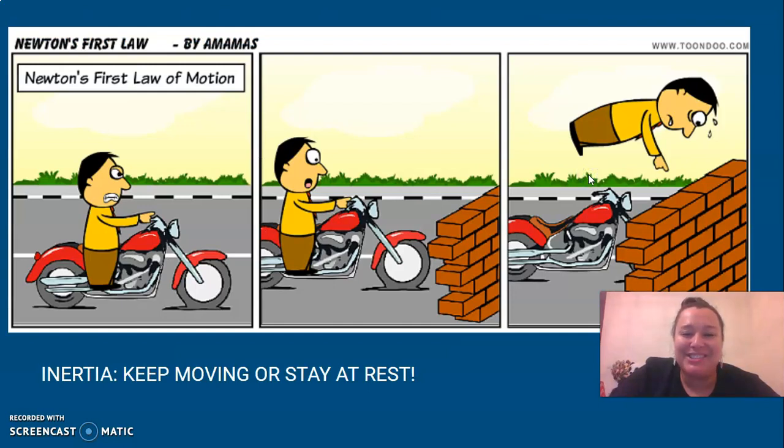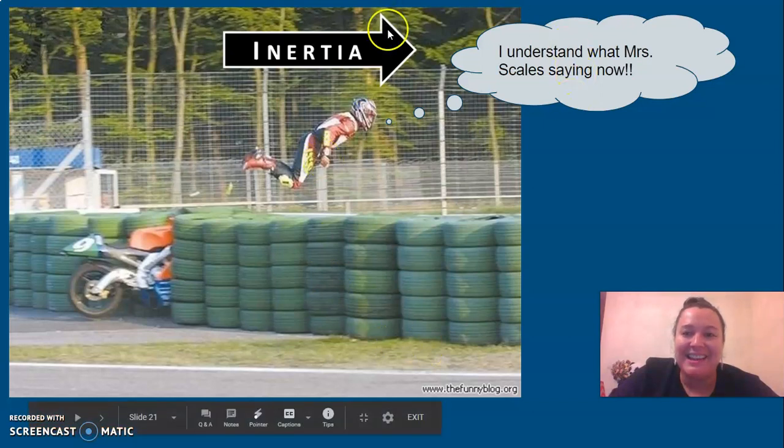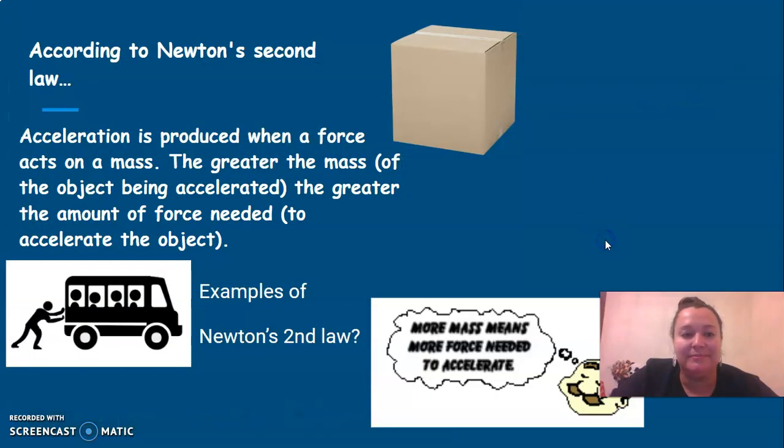You can see that here in this cartoon. Okay, this is Newton's first law. You're in motion until the motorcycle hits the wall and inertia takes you over. Same thing with this picture. Okay, so he understands what I'm saying now. Inertia is that resistance to change.